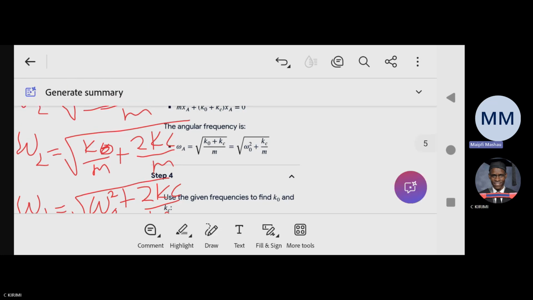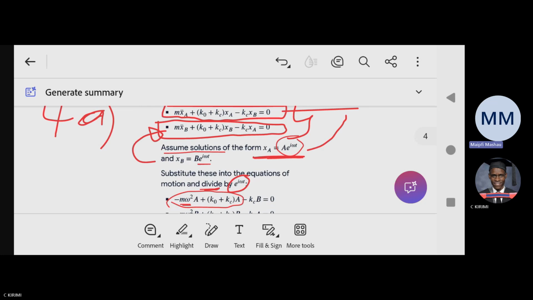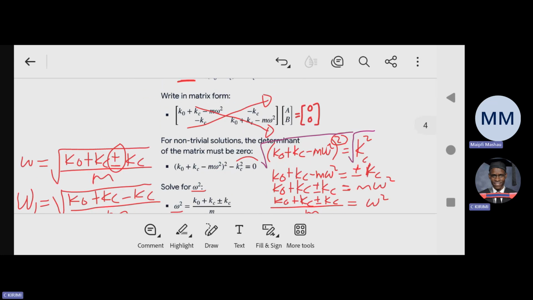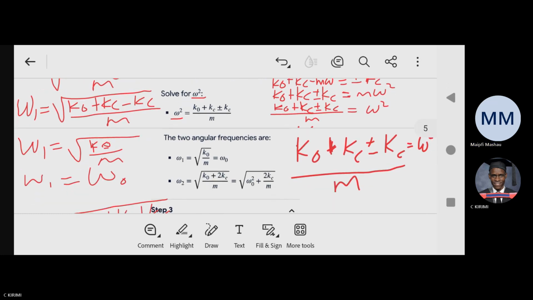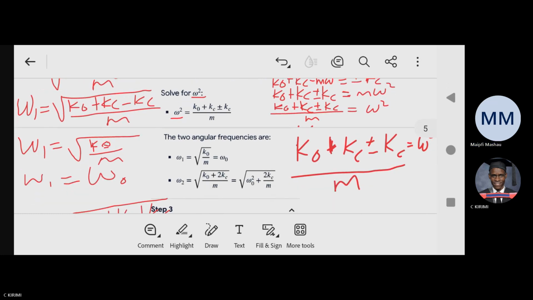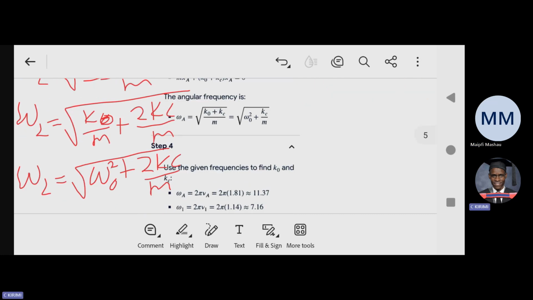You said that omega naught is equal to the square root of K naught over M. Now, what is confusing me is the square, the way you squared omega naught. I don't see how you obtained that.